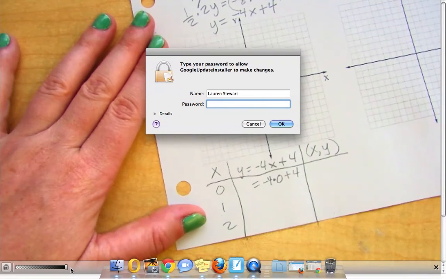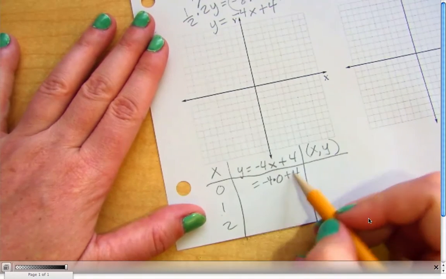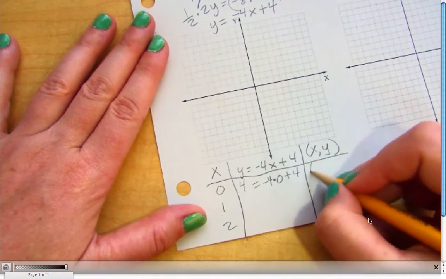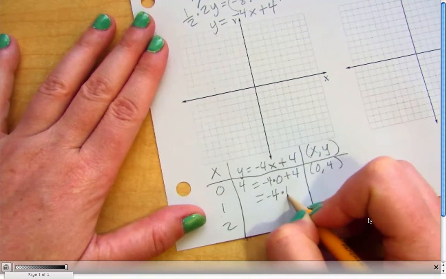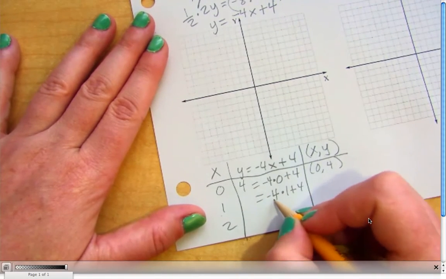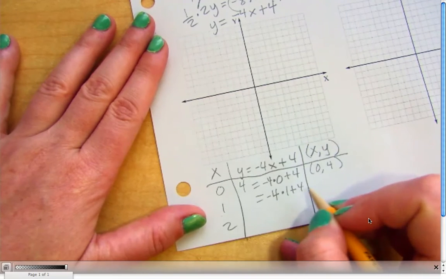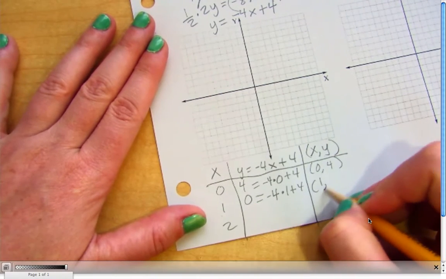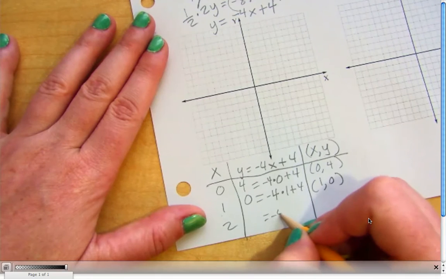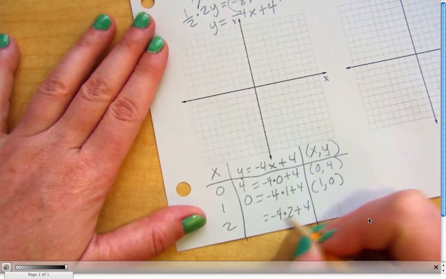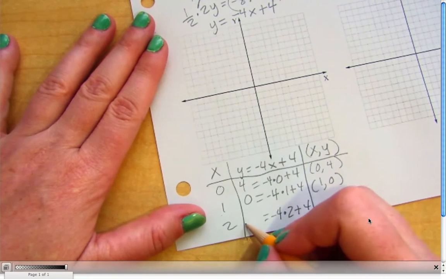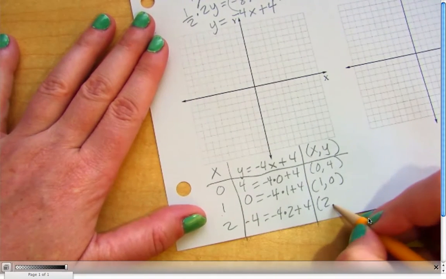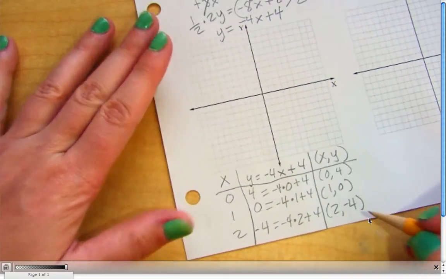0 times negative 4 is 0. Plus 4 is 4. Get 0, comma 4. Plug in 1. 1 times negative 4 is negative 4. Negative 4 plus 4 is 0. And then I plug in 2. Negative 4 times 2 is negative 8. Negative 8 plus positive 4 is negative 4. 2, negative 4. So I had 3 points.